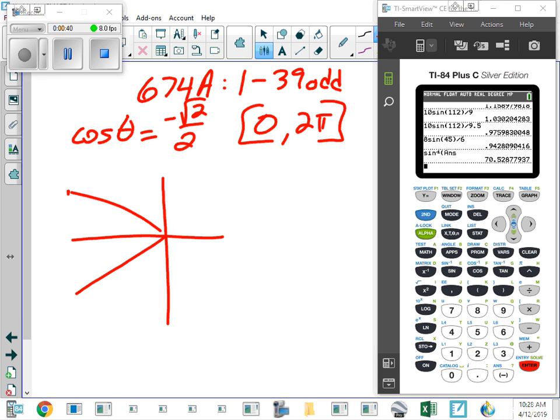What angle in quadrant 2 gives me negative root 2 over 2 for the cosine? 3 pi over 4. And then what about this angle in quadrant 3? 5 pi over 4. Are there any others? No, because if I do another rotation, I'm outside of my 2 pi window, so that doesn't work.